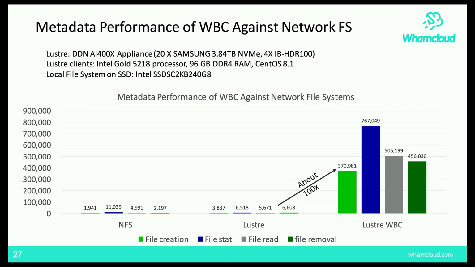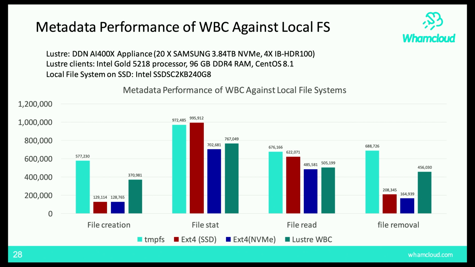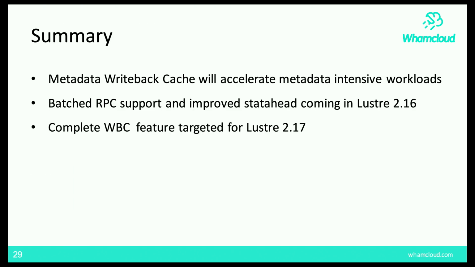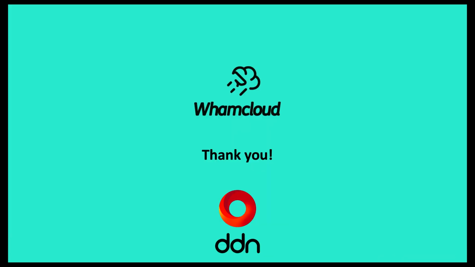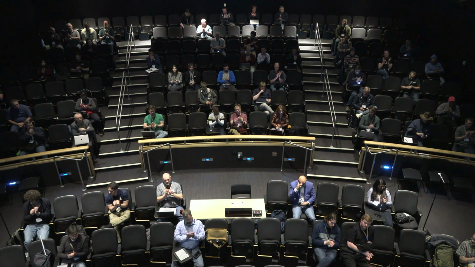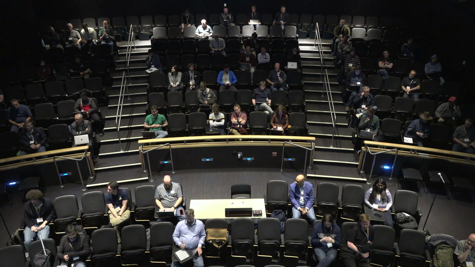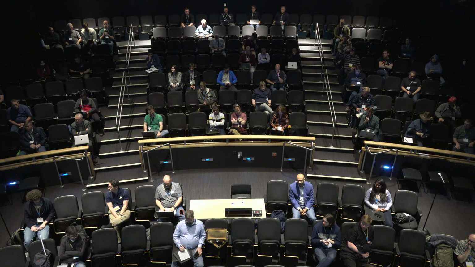Some synthetic benchmarks show that we could easily get like 100% improvement in certain operations again. Nothing to sneeze at. And some more synthetic benchmarks. So as you know, metadata writeback cache will really accelerate everything. Batched RPC support is coming in 2.16, and we hope for the complete feature going into 2.17. Yeah, and any questions? This will be very nice to have. Questions?